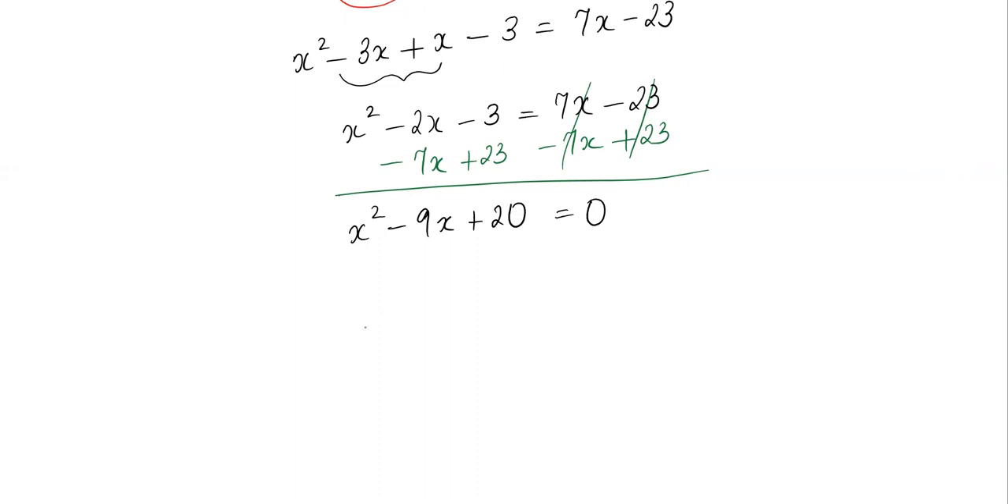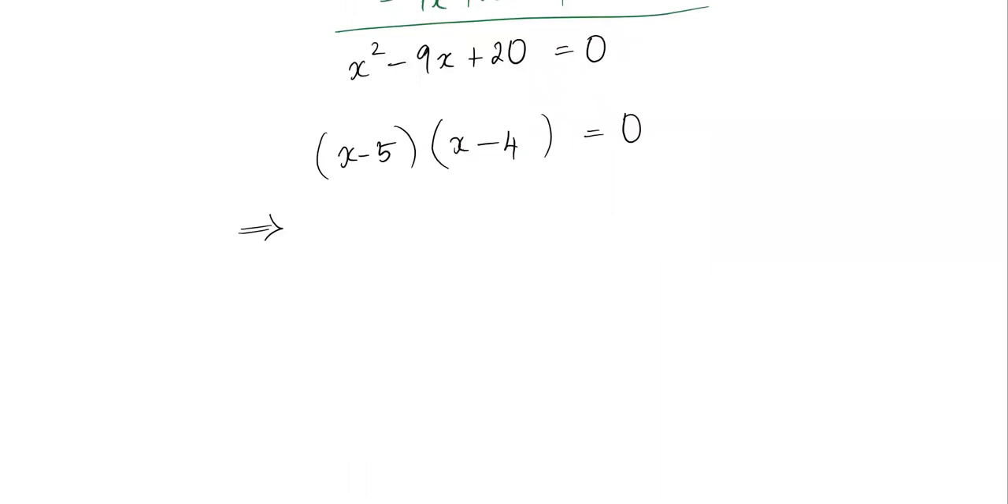Once again, put them in factored form. Two numbers whose product is 20 and whose sum is negative 9. That will be (x minus 5)(x minus 4). Using the zero factor property, you set each factor to 0. So x equals 5, x equals 4. Please remember to check.